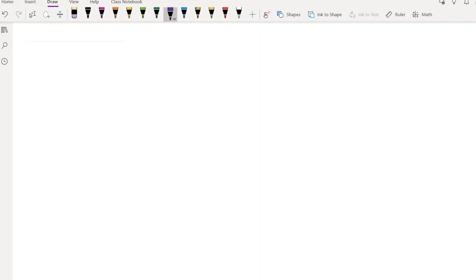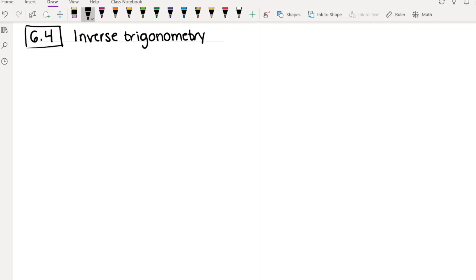And so as we do each topic, we see how does this play out in the unit circle? How does it play out in right triangles? So that's why we are back in chapter 6, and specifically it's section 6.4. And we're going to look at inverse trigonometry in right triangles.